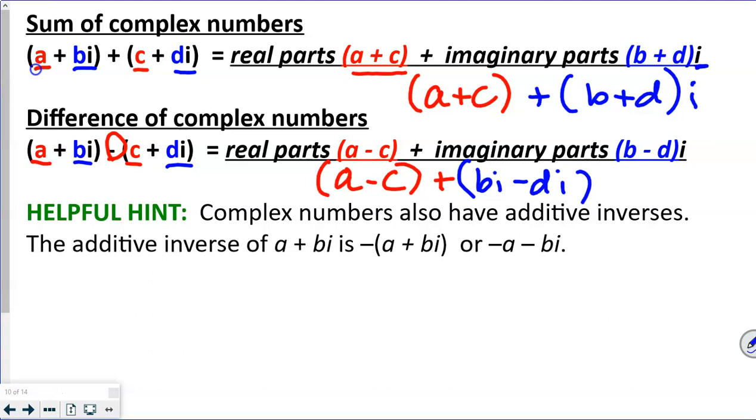Okay, so then it says complex numbers also have additive inverses. So the additive inverse of a plus bi is minus a minus bi. Okay, which basically just means you change the sign of everything.